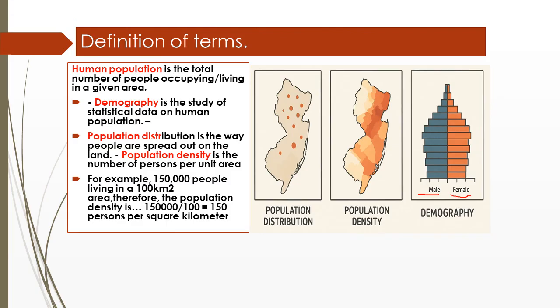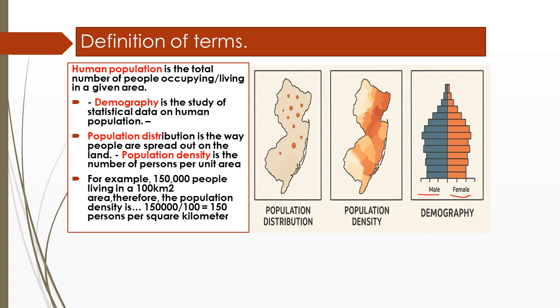We will start with the definition of what is human population. Human population is defined as the number of people occupying or living in a given area. That is what we call human population. For example, how many people are living within a specific geographical location? That is what we call human population.